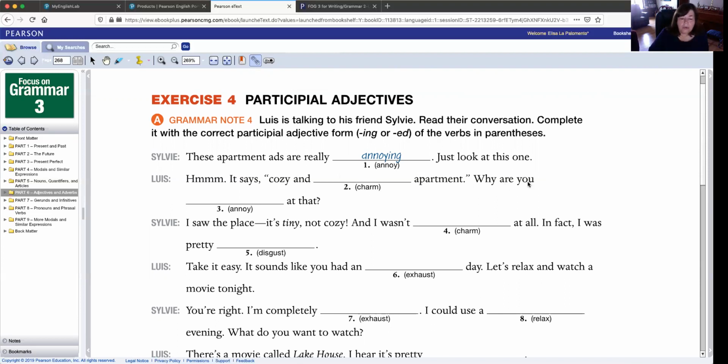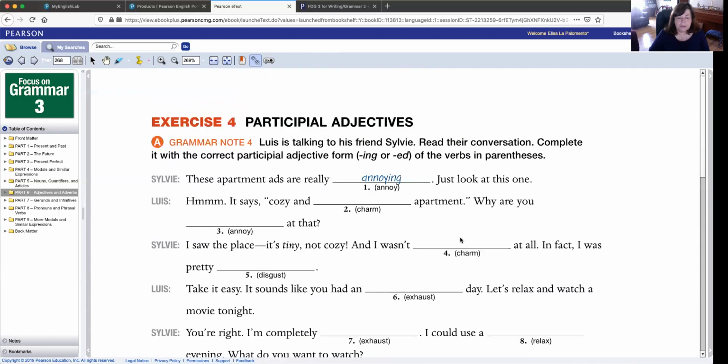Why are you, annoy is the word, at that? I'm going to put ed here. Why are you annoyed at that? Because this is the way the person feels. So when you're picking whether you're going to put ing or ed at the end of the adjective, you have to ask yourself, well, is something causing this feeling? And in that case, you're going to use ing. Or does someone feel this way already? And then you'll put ed, okay?